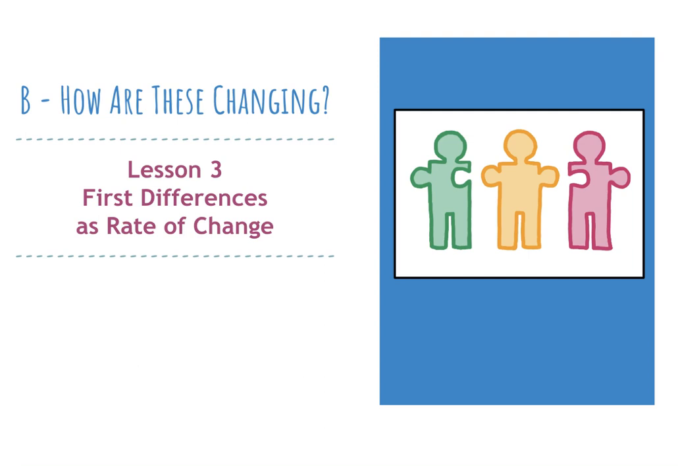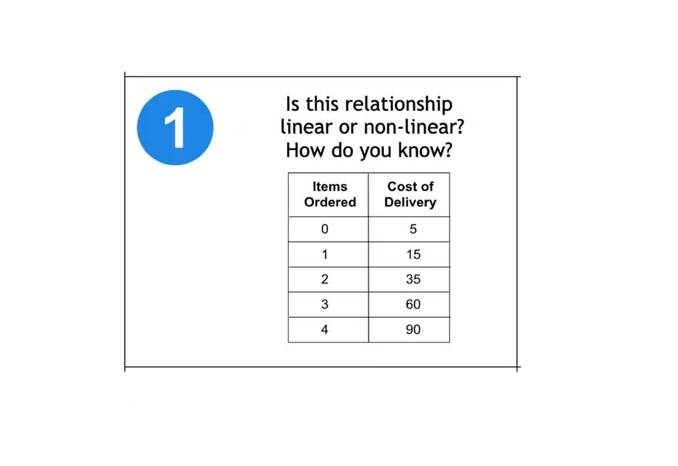Hi everyone, today we're going to be doing lesson 3 of unit B. We're going to be looking at first differences as rate of change. In this question, we're asked to determine if this relationship is linear or nonlinear and to explain how we know.